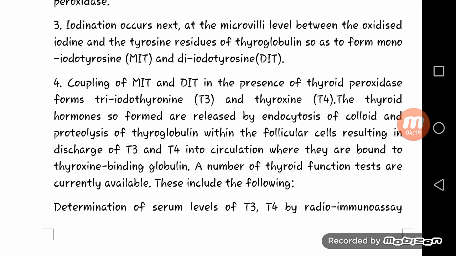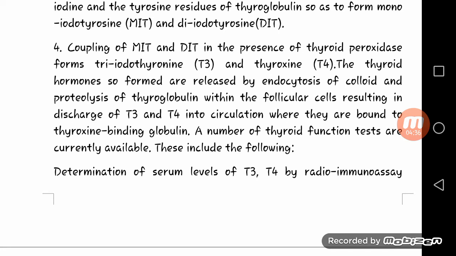The thyroid hormones so formed are released by endocytosis of colloid and proteolysis of the thyroglobulin within the follicular cells, resulting in discharge of T3 and T4 into circulation where they are bound to thyroxine binding globulin.